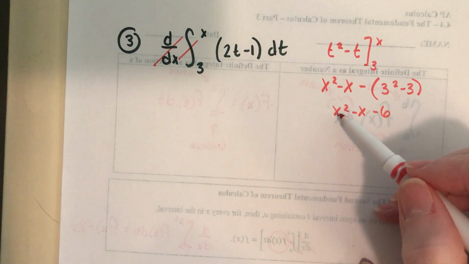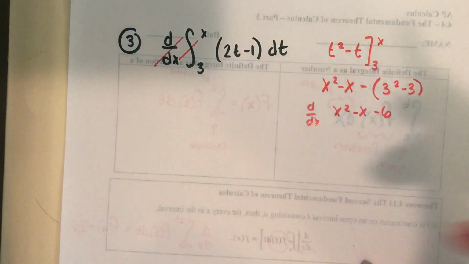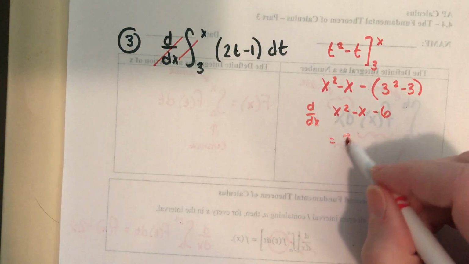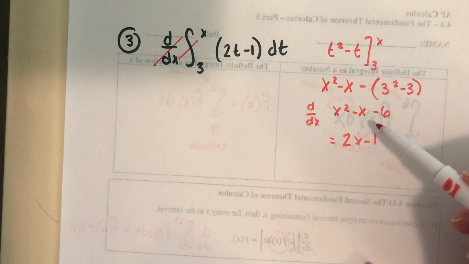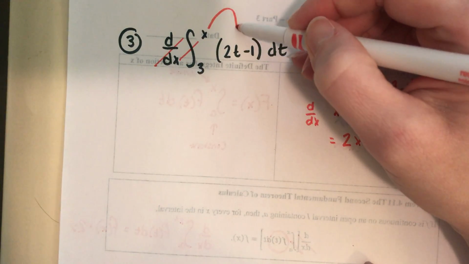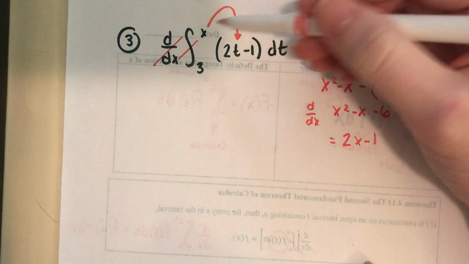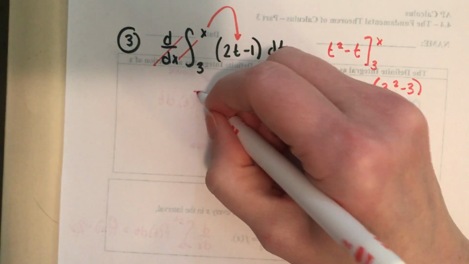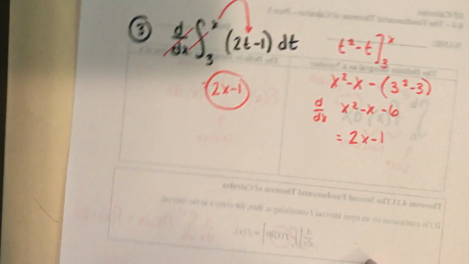So that's just the integral. But now if I take the derivative of that, because it also says now take the derivative, I get 2x minus 1. So I don't have to do that work every time because I know a derivative is going to undo an integral. So really all we have to do is change the variables, because when we take an integral, we plug that number in. So 2t minus 1 becomes 2x minus 1, and we're done.